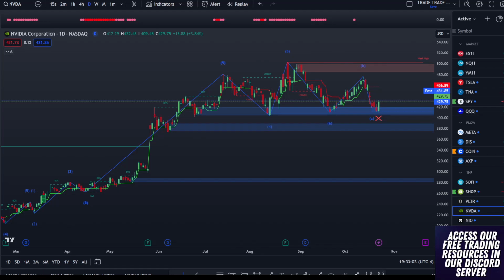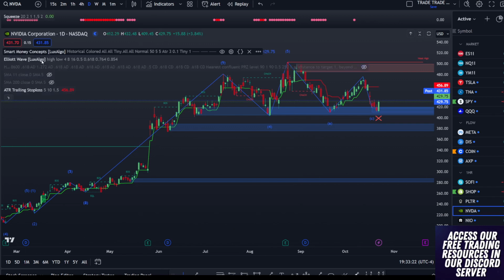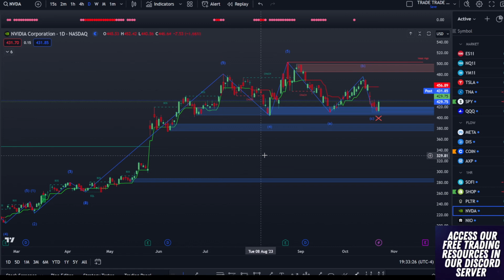NVIDIA is up 3.84%, but I want to talk about this potential trend reversal that is setting up, because this thing is looking like a perfect short opportunity. We're going to be talking about the Smart Money Concepts indicator by Lux Algo, which is free. We're also going to be using, either by eye or with the Elliott Wave indicator by Lux Algo, the potential setup for this trend reversal.